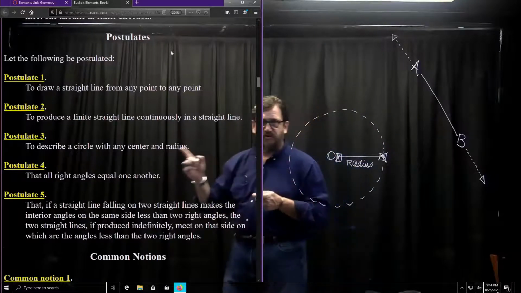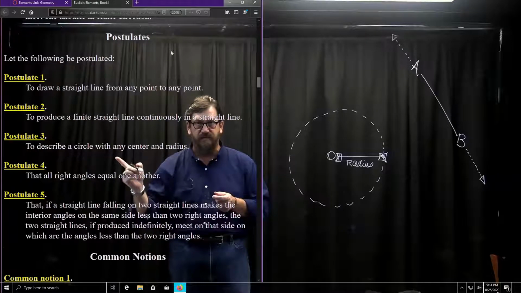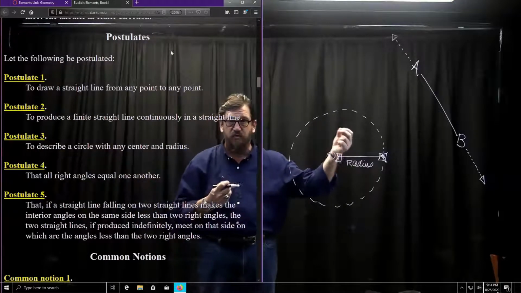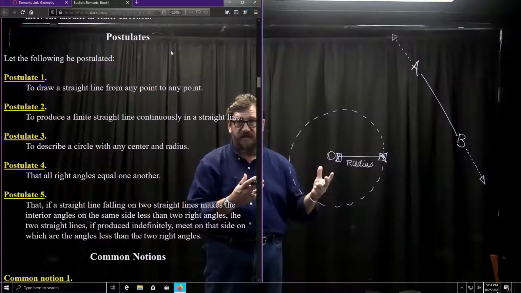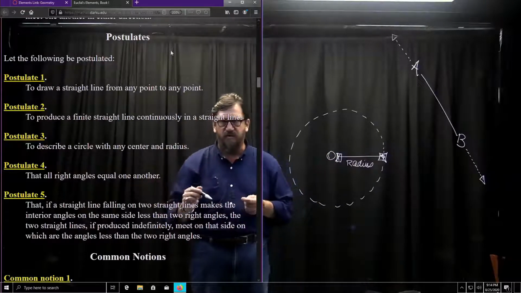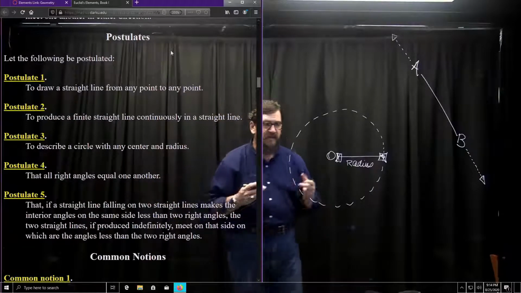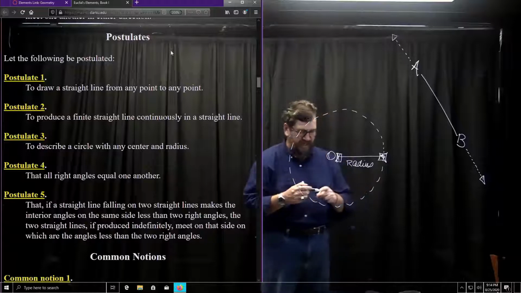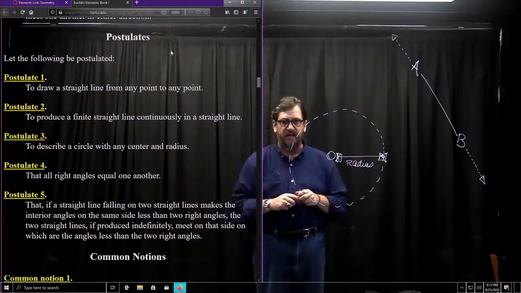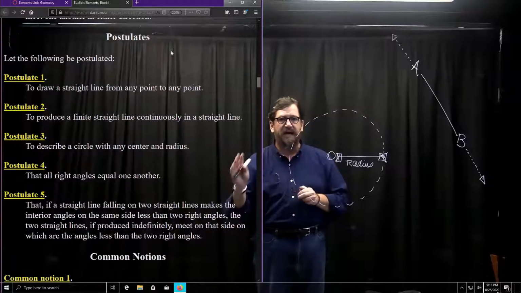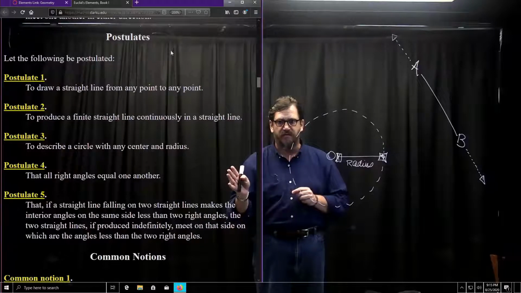So, the first three postulates are postulates of construction. They allow you to invent, to bring forth something into existence out of nothingness. Look at postulate four, though. Postulate four, all right angles are equal to one another. This postulate is not saying I can construct a right angle. It's not saying how to produce a right angle. It says something about all right angles. They will be equal to one another.